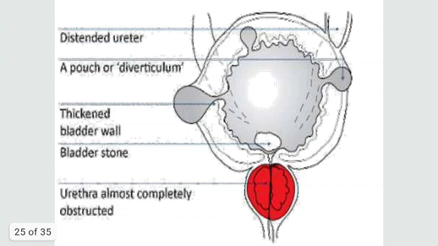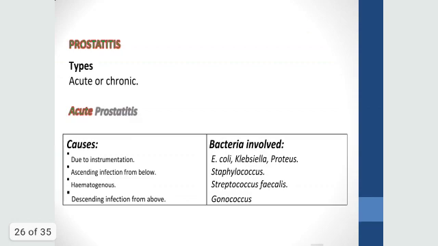See again a better picture of the complications of the BPH. So coming to prostatitis, there are types of prostatitis, acute or chronic. Acute prostatitis is caused by any instrumentation like catheterization, dilatation, then ascending infection from below, hematogenous rarely, descending infection from above is also rare. Most common bacteria are E. coli, Klebsiella, Proteus, Staphylococcus and Streptococcus faecalis and Gonococcus.